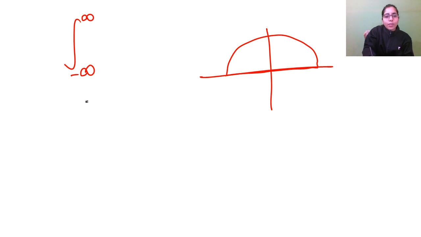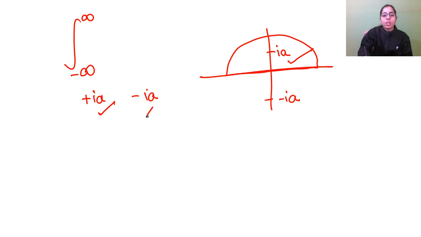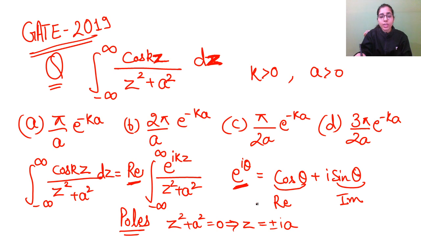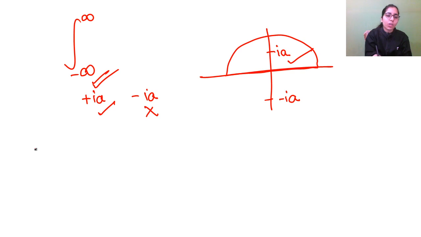So now we have two poles, plus iota a and minus iota a. Plus iota a will be somewhere here and minus iota a will be somewhere here. So we just consider the poles which lie in the upper half of the complex plane. That's why we will only consider this one, we will not consider this one, when integration limits from minus infinity to plus infinity are given to us. So we are going to consider plus iota a as the pole which exists in the upper half of the complex plane. Clear? Next step, find the residue at the pole which exists within the upper half of the complex plane.